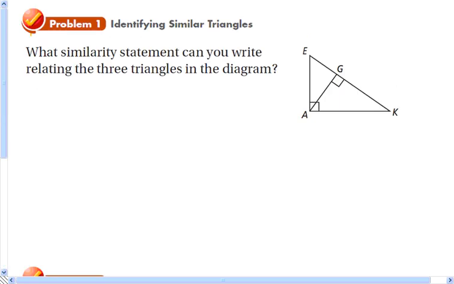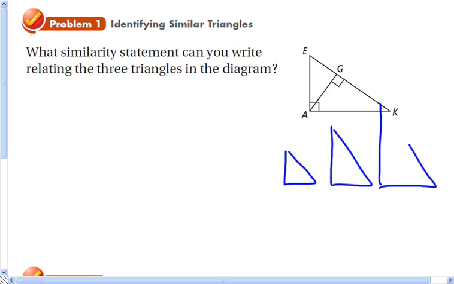All right, let's use some of these corollaries. What similarity statement can you write relating the 3 triangles in this diagram? Again, I think it helps to just split them up. There's 3 triangles. There's a small, a medium, and a large. And then label them so that you get all the angles in the right place. So starting here, we have EGA for the small one. For the medium-sized one, we have AGK. And for the large one, we have EAK.